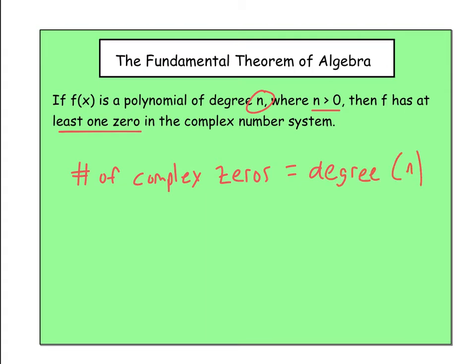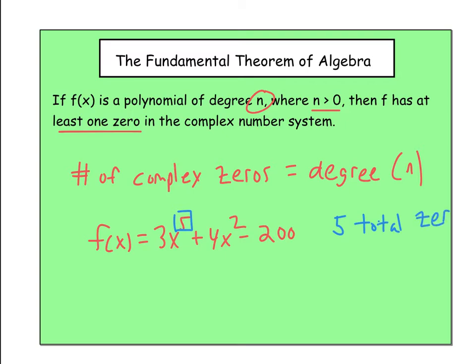So for example, if f of x is, I'll just make something up, 3x to the fifth plus 4x squared minus 200. The degree is always just going to be the largest exponent. So this is a fifth degree polynomial. That means it would have 5 total zeros, or 5 complex zeros.